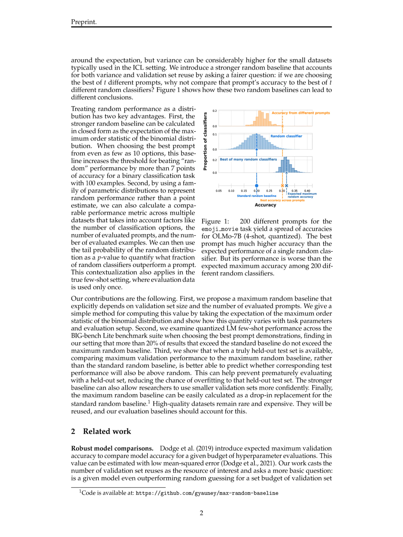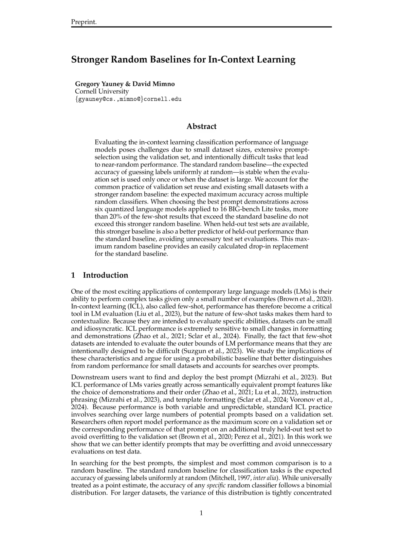Additionally, the maximum random baseline allows for a more precise and consistent evaluation metric across different datasets, taking into account factors like the number of classification options and evaluated prompts. It also provides a way to calculate p-values to quantify the fraction of random classifiers outperforming a prompt, aiding in better contextualizing model performance. Furthermore, the maximum random baseline can help in identifying prompts that may be overfitting and prevent unnecessary evaluations on test data, reducing the risk of overfitting to held-out test sets.